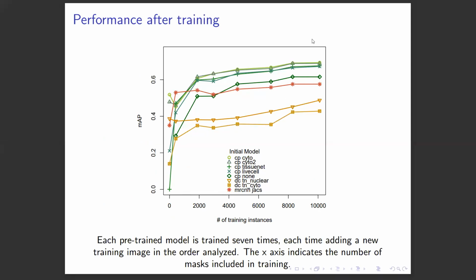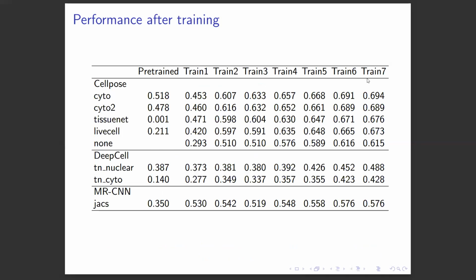The group of green are the different Cellpose models, the gold ones are the DeepCell models, and the red one is the Mask R-CNN models. So at the end of the training, train 7 is at the end of the training, the Cyto model. If we start with the Cyto model, after 10,000 training instances we approach 70% accuracy, starting from about 52. When the lab people look at the image, they are very happy with 70%. They're not happy with 50%.